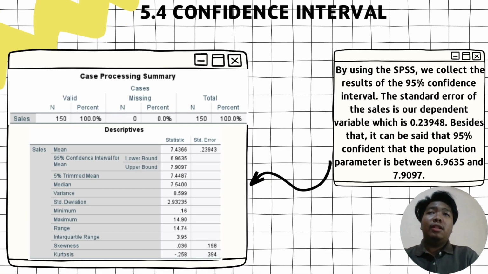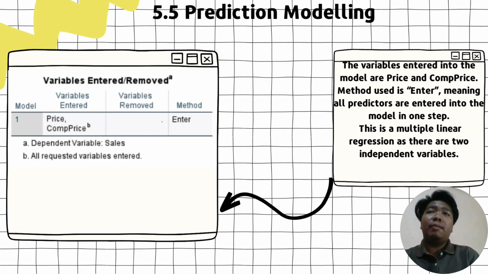So we move on to 5.4, confidence interval. So the case processing summary. By using SPSS, we collect the result of the 95% confidence interval. The standard error of the sale, our dependent variable, is 0.23948. Besides that, it can be said that we are 95% confident that the population parameter is between 6.9635 and 7.9097.